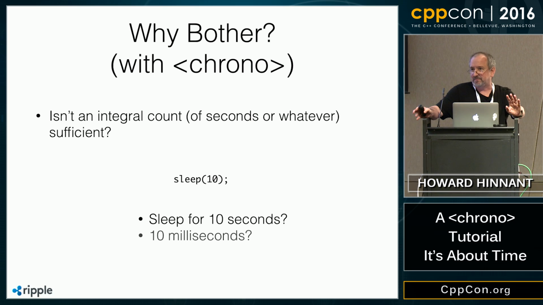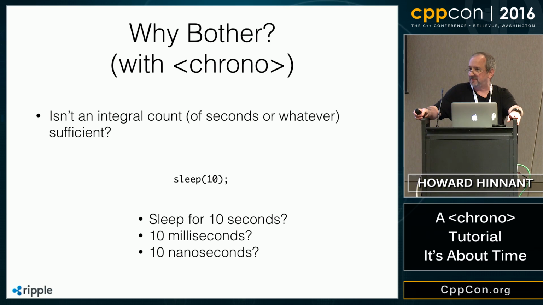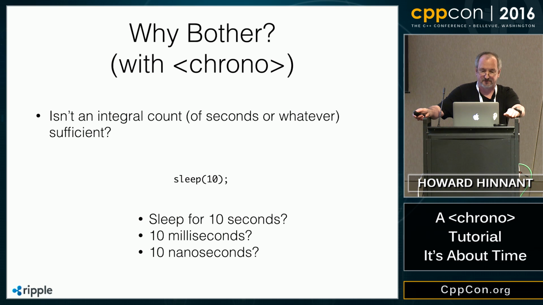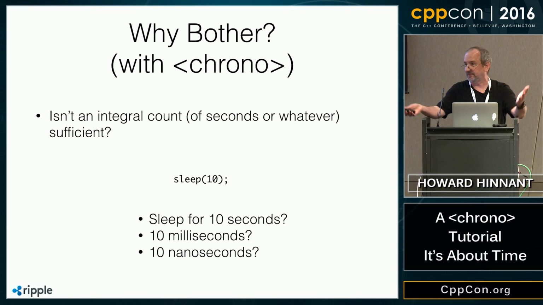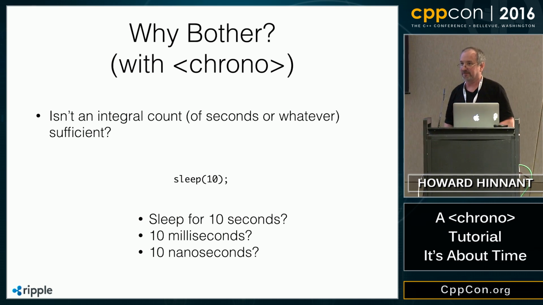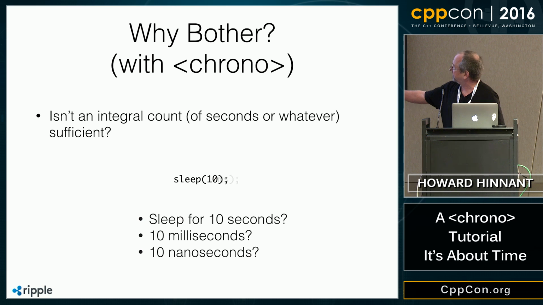The first thing that some people ask when they first start looking at a time library is, why do we need something fancy like chrono? Can't you just use an int for the number of seconds since 1970 or what have you? It worked forever in C. And you see something like this.